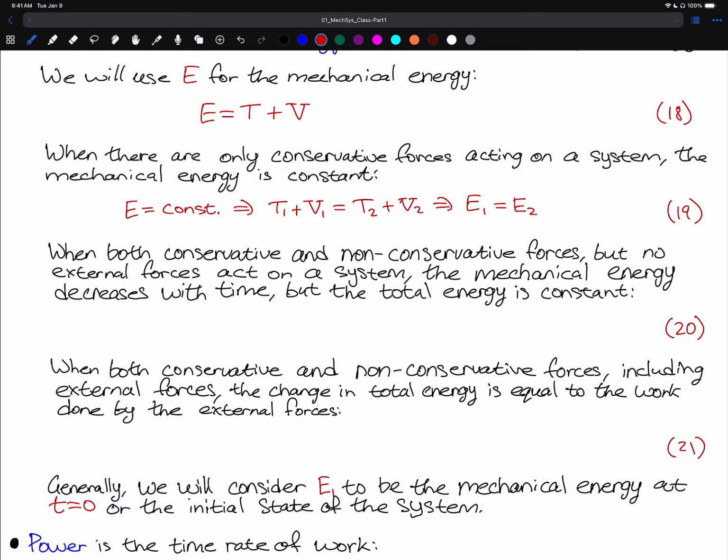When we have both conservative and non-conservative forces, but no external forces acting on a system, the mechanical energy is going to decrease with time. That's due to the dissipation that's occurring from the non-conservative force. But the total energy is going to be a constant.